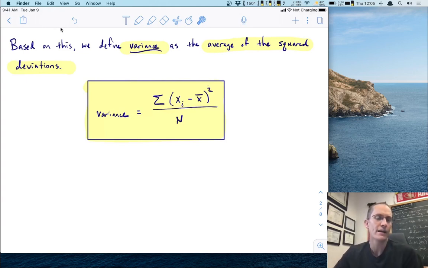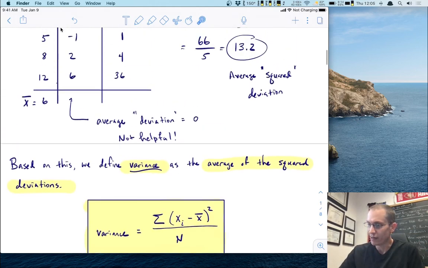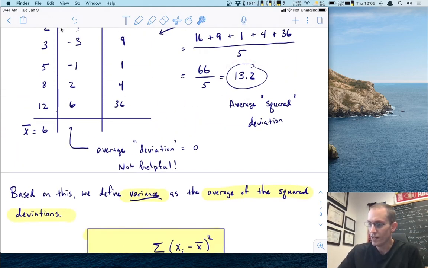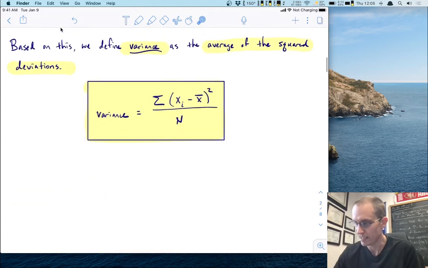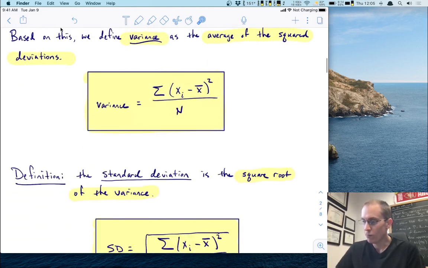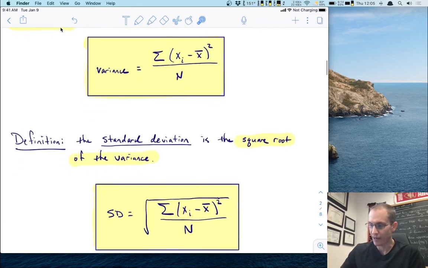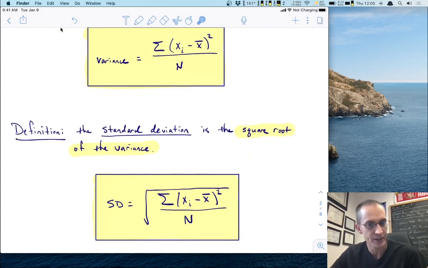Now the problem with variance, as you may remember from your statistics class, is that variance is on a different scale from the rest of the data, right? The variance we got was 13.2. That's on a different scale. That doesn't tell you on average how much each of these points differs from 6. It's a squared deviation, not a raw deviation. So to fix that, we often take the square root of that variance and we call that the standard deviation.